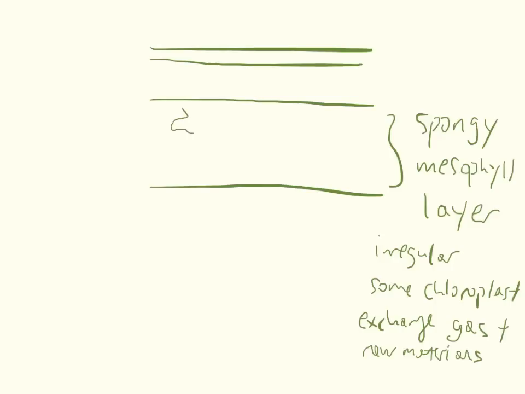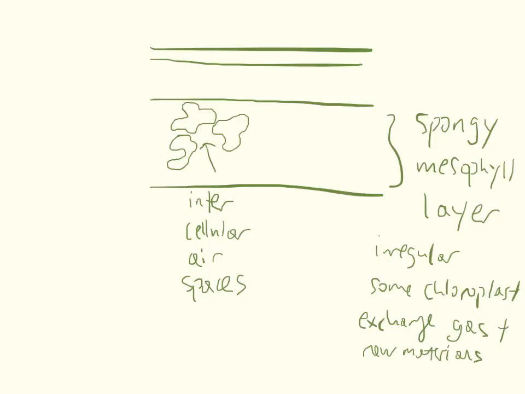They may look like that. They may look like that, right? Any kind of shape, but they have a lot of spaces in between the cells. These are called intercellular air spaces. Very important. These intercellular air spaces allow air to go there for exchange.